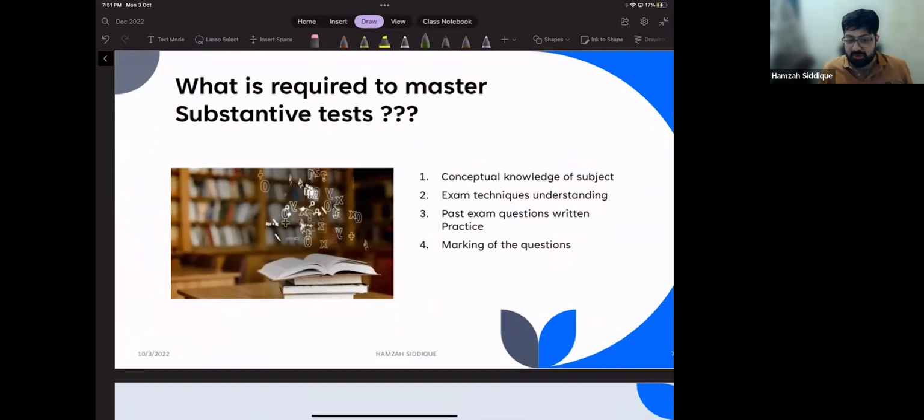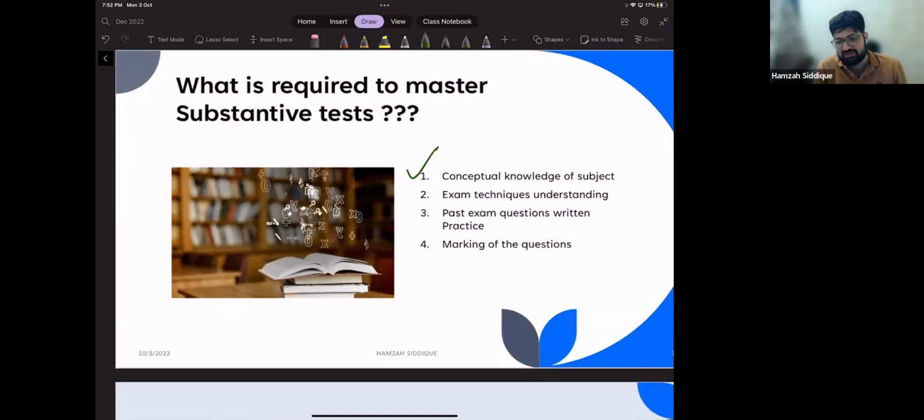Now, this is a requirement from you people, that you want to master substantive tests. It is not something to be achieved overnight. Consistency and a process is required, a learning process. The first thing is conceptual knowledge of the subject. That is required.